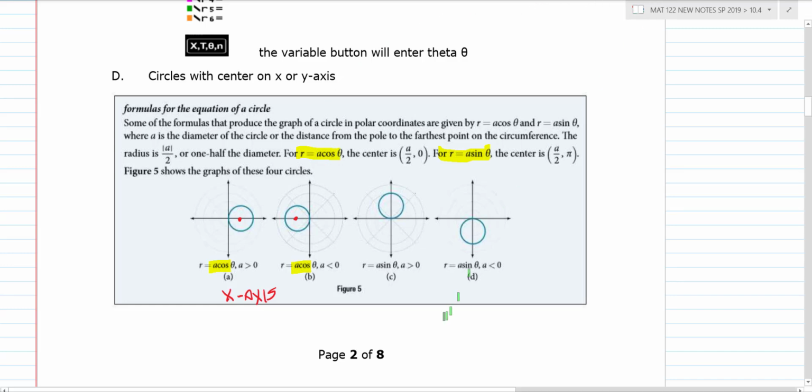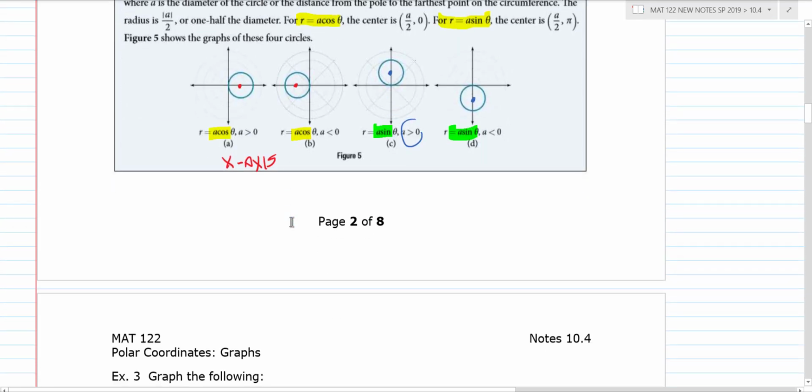And then when you have a sine, the center of the circle associates itself on the y-axis, and it depends on whether that value of a is positive or negative. So if a is positive, the center is on the positive y-axis. If a is negative, it's on the negative y-axis. And then the cosine works the same way. If a is positive, you're shifted over here, center on the positive x. If a is less than 0, you're centered on the negative x-axis like that.